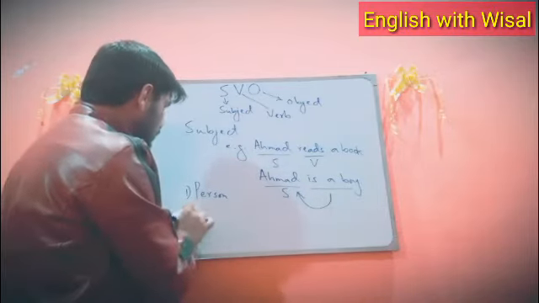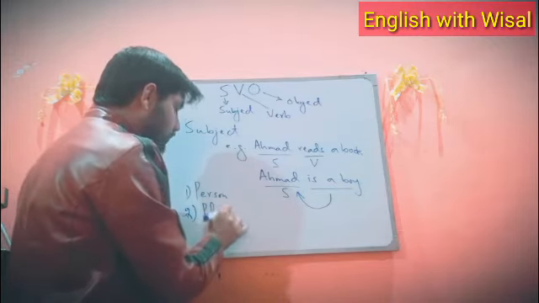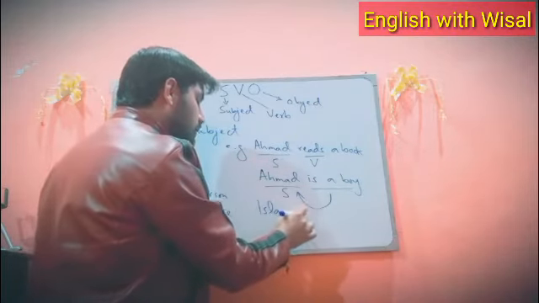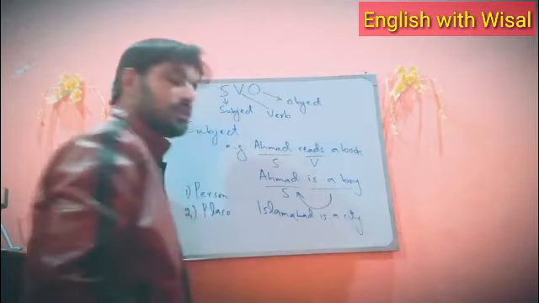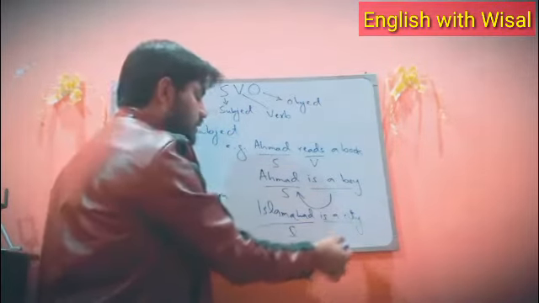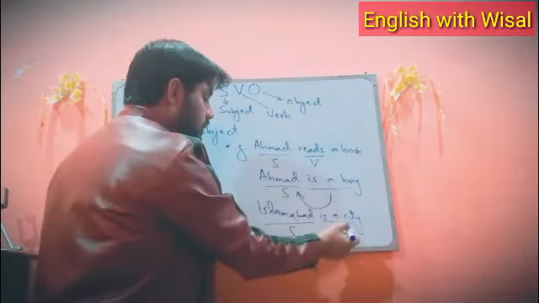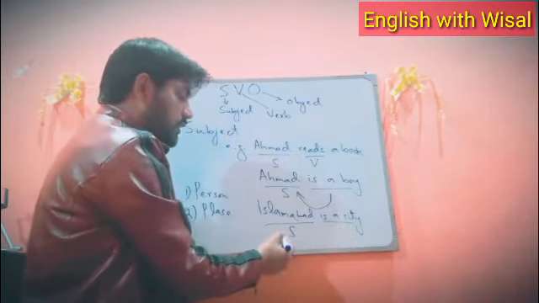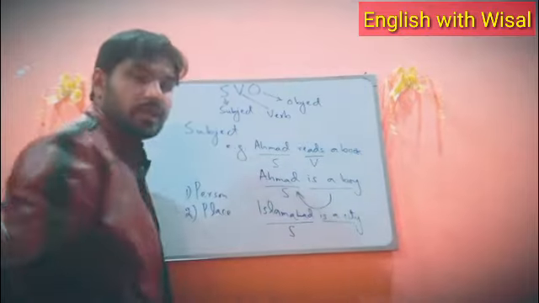Let me give you another one about place. For example, I say that Islamabad is a city. So in this sentence you see that Islamabad is the subject because the rest of the part is about Islamabad. In this sentence there is no action. This part gives us more information about the subject. So that is why in this sentence Islamabad is the subject and Islamabad is a place.